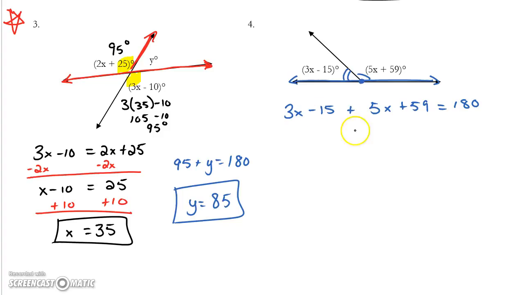So, if you have not finished number 4, press pause and do so now. If you have, wait another 5 seconds for the answer. And for this one, we should get x equals 17. That's it, folks.